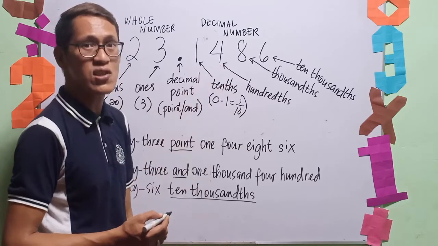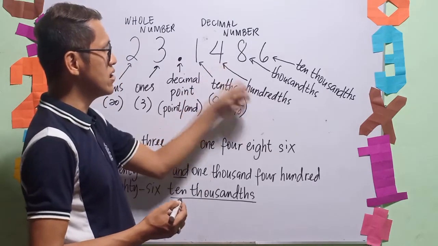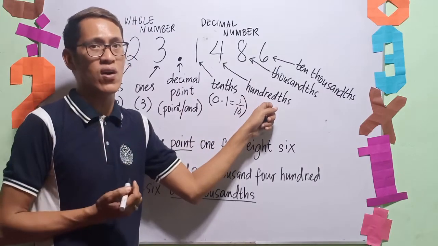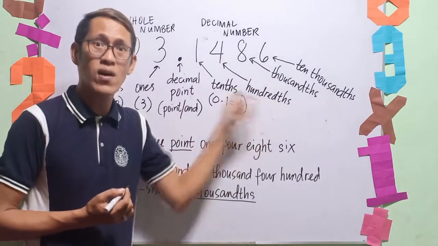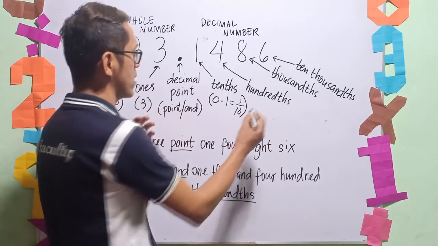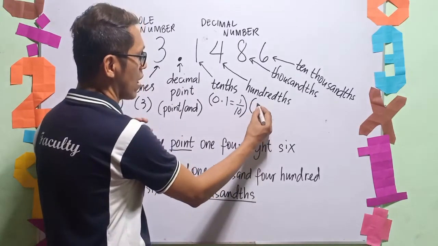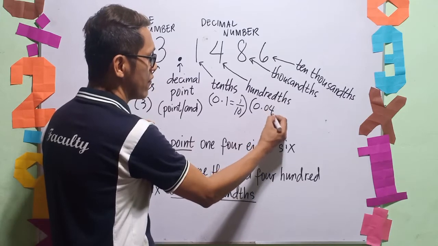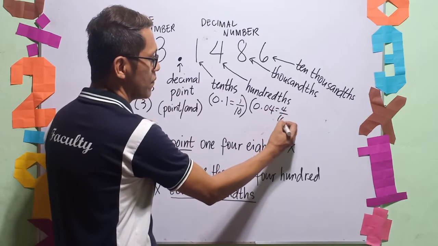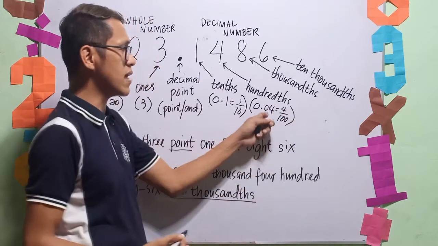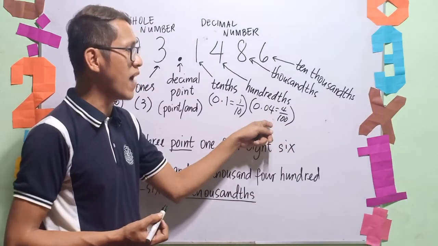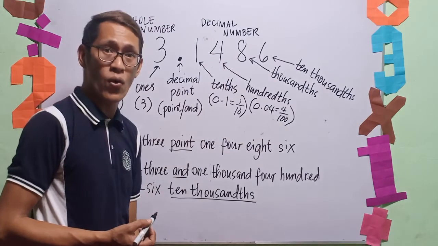What about the digit 4? What's the value of digit 4? 4 is in the hundredths place, meaning you have 4 of hundredths. So that's 4 hundredths. How do you write 4 hundredths? In decimal, 4 hundredths is written as 0.04. In fraction, that's 4 over 100. So this and this are just the same. So this is the value of the digit 4.